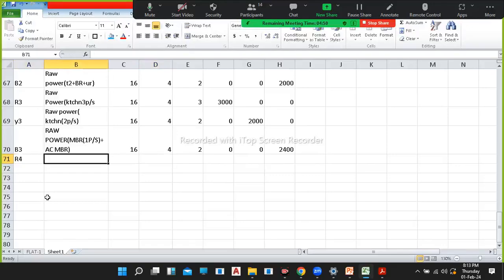Next is R4. Now when it comes to R4, we put one AC. Yes, sir. The 1.5 ton, which is the entrance hall, 1.5 TR AC load. Same 16, 4, 1 and it is 2100. Then R4 is done. Next is Y4. What is left now is one AC, which is the bedroom one, right.